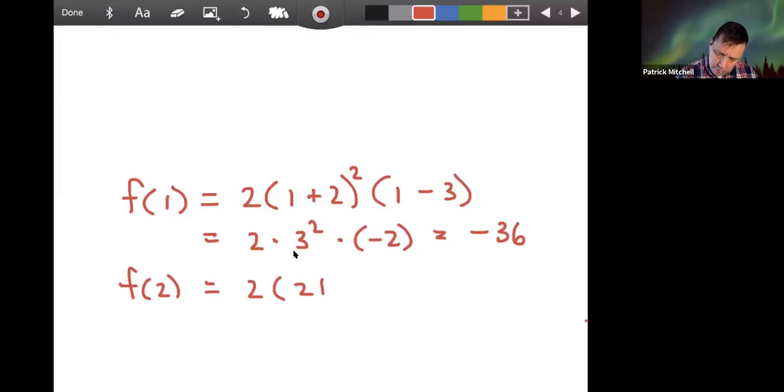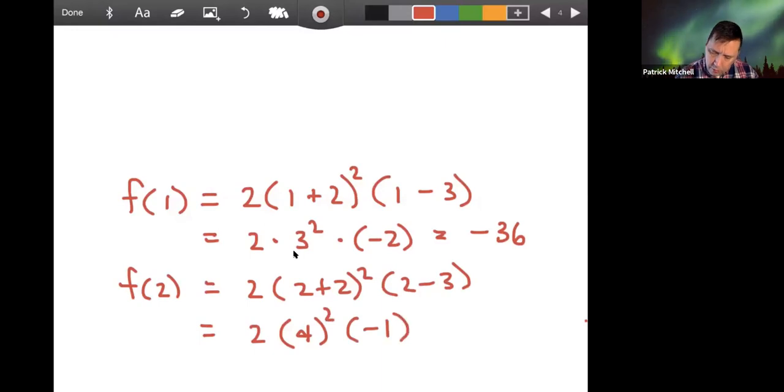Okay, so 2 plus 2 squared times 2 minus 3. That comes out to 2 times 4 squared is 16. 2 times 16 is 32. 32 times negative 1 is negative 32.